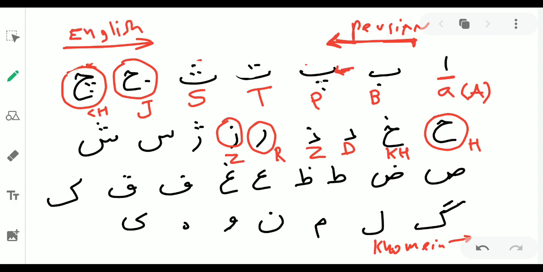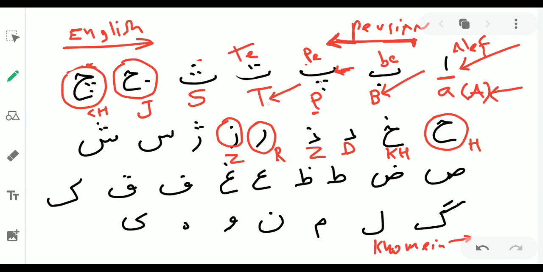So now the first letter, from right to left, is this one, which is called Aleph. They say Aleph, but it's written just like a line, equivalent to A in English. Then we have B, which is equivalent to B in English. Then we have P, like P-E, and that's equivalent to P in English. Then we have T, which is equivalent to T in English.